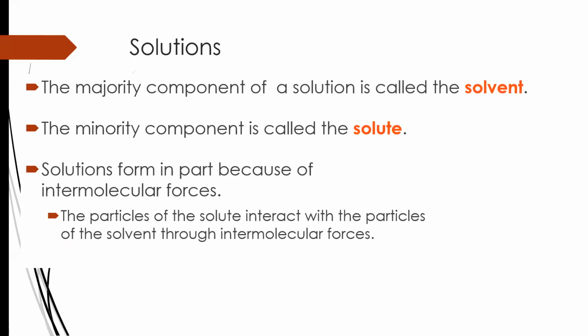Now, a solution specifically, there are some terms that come along with it. One is that the majority component of a solution is called the solvent, and then the minority is called the solute. Sometimes we do this based on mass, sometimes on volume, but whatever you have the most of is going to be your solvent, and whatever is less than that is going to be the solute. So you can only ever have one solvent, but you can have many solutes, depending.